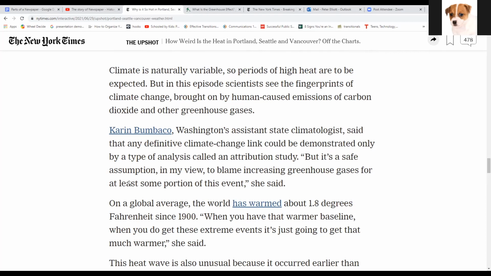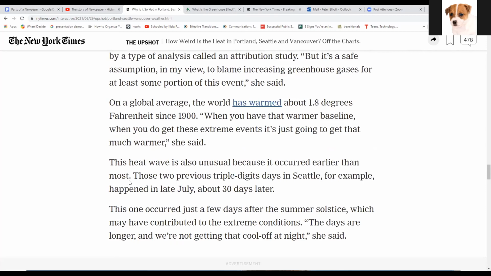Well done. Good reading. Ji Feng, can you give us 2 paragraphs, please? On a global average, the world has warmed about 1.8 degrees Fahrenheit since 1900. When you have that warmer baseline, when you get these extreme events, it's just going to get that much more, she said.